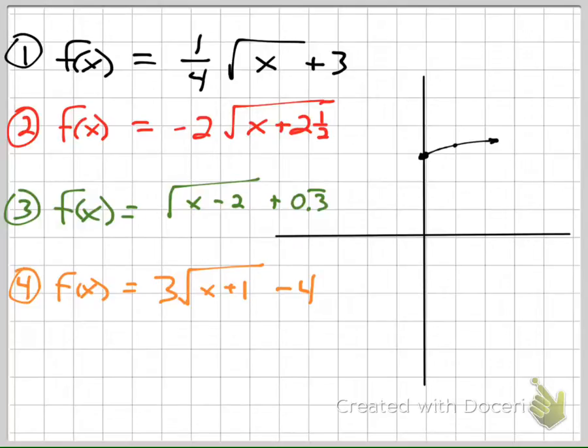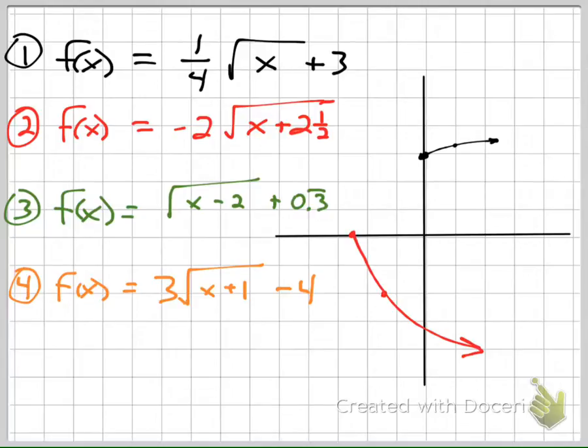Number 2. This one's a little more complicated. Not much. Home base is normally here. It is not there. Does this 2 have anything to do with home base? No. Does this 2.5? Yes. It's inside, so plus 2.5 inside the square root means left 2.5, right? So that means it's over here, left 2.5. It is a -2. That means if it was a +2, it would be right there, right? It is not. It's down 2. It's reflected.